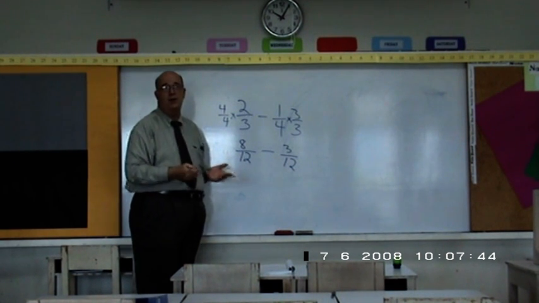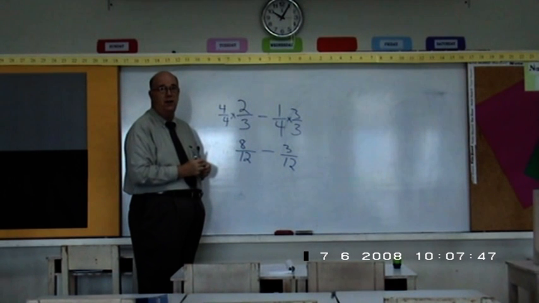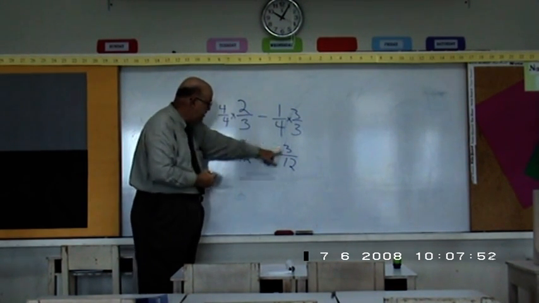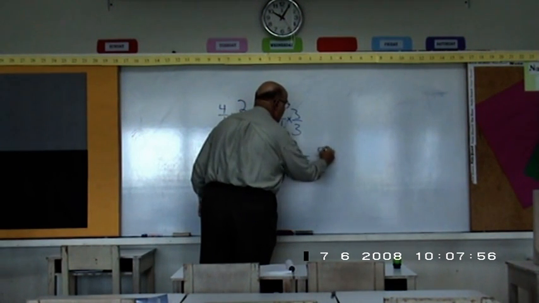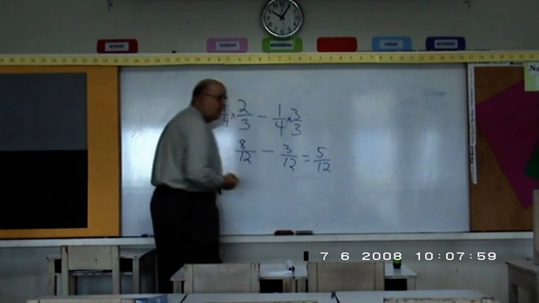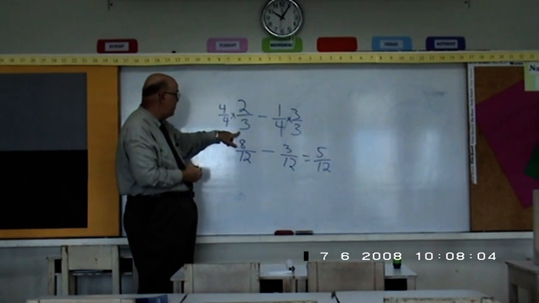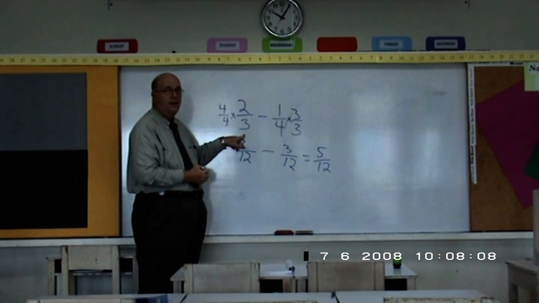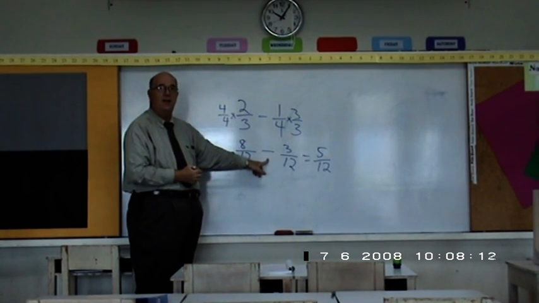Now we have fractions with like denominators, and we work the problem the same way we did before, where we take 8 minus 3 over 12, and that would be 5/12. We work all the problems the same way. Find a common denominator by cross-multiplying, and then work the problem as fractions with like denominators.